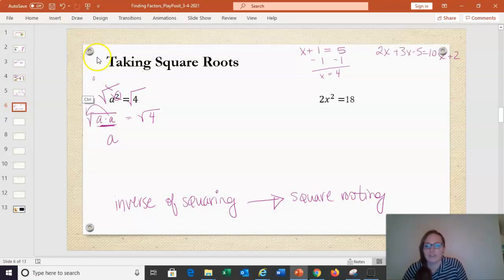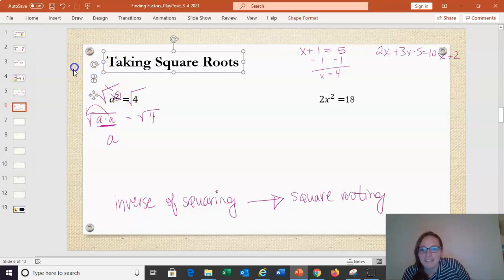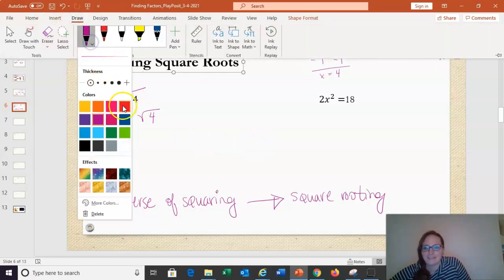Okay, for some reason it says control. I want it to stop saying that. Hold on. My new pen and I are going to be friends. I promise. All right.